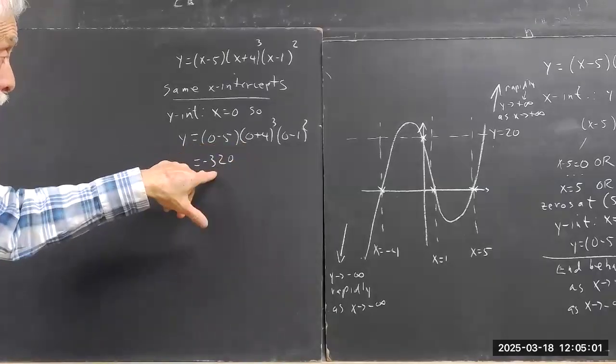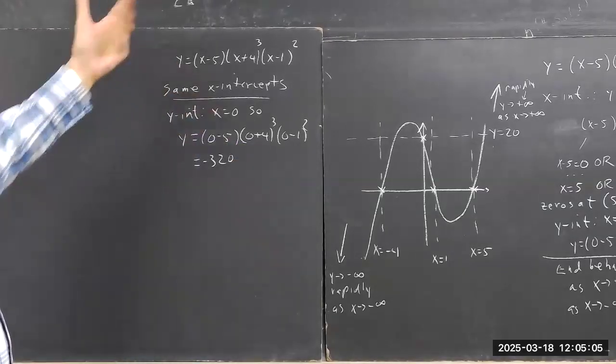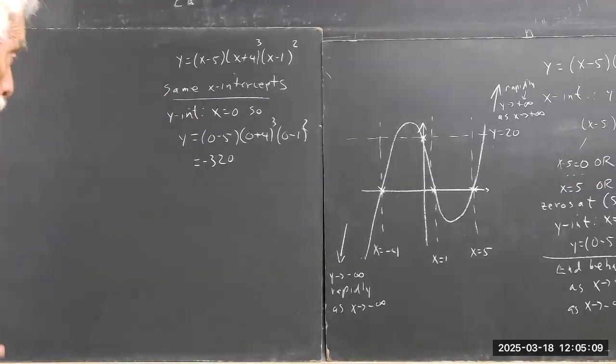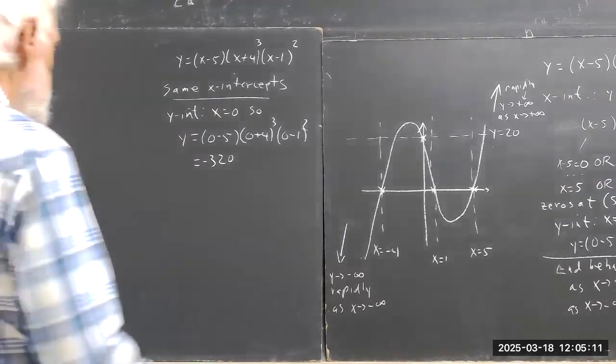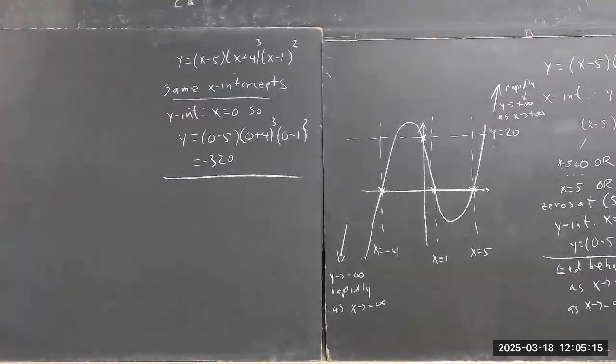Now, this, and you know that, but I think it's negative 320, because the cube of 4 is 64 and 5 times 64 I think is pretty easy to find. It's negative 320, and it's going to be negative.